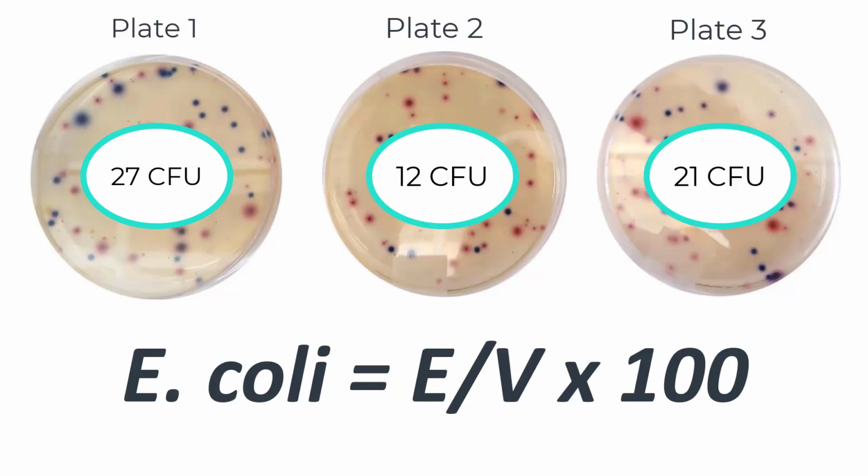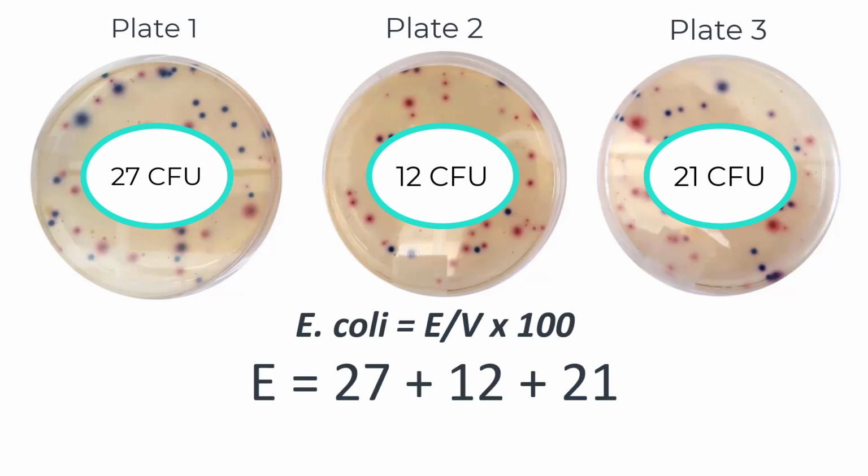We will now calculate the average E. coli concentration for all 3 of our plates using the number of E. coli counted on each plate and the sample volume of 1. We will use the result to compare to water quality standards later on.